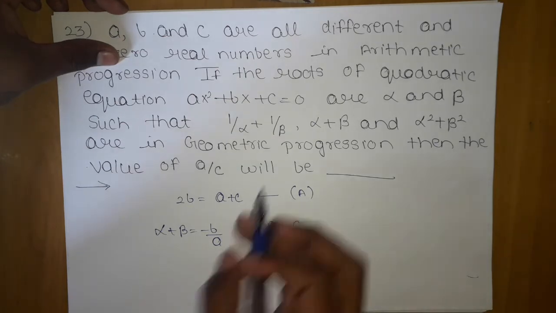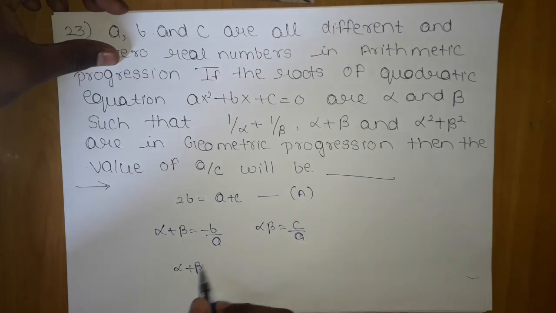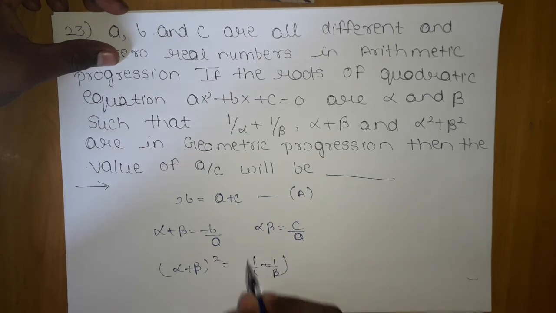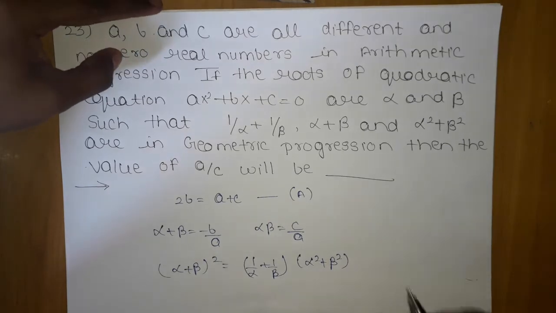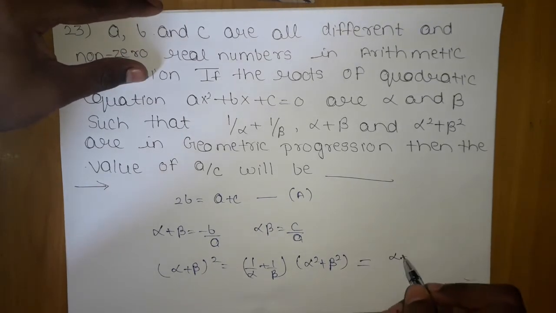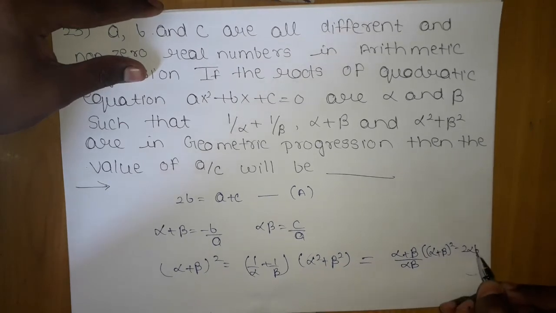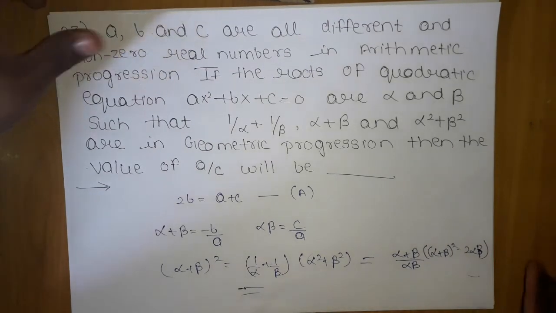Now again, these are in GP. In GP I know a property that alpha plus beta, the whole square, the middle term, should be 1 upon alpha plus 1 upon beta into alpha square plus beta square. As they are in GP, I will further multiply it. Alpha plus beta upon alpha into beta should be, we know its evaluation, alpha plus beta the whole square minus 2 alpha into beta. We have done it many times, so I am not telling the proof. Let me take the next page.